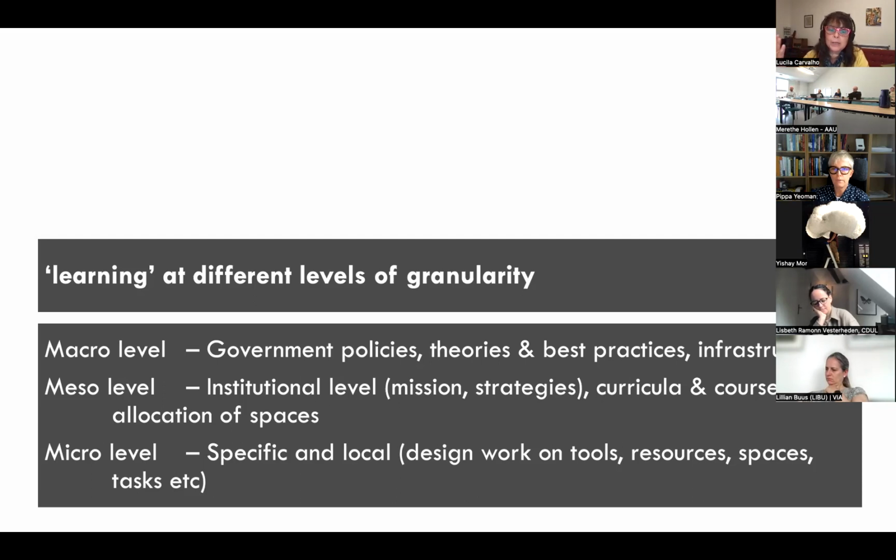And then at the macro level, we would have yet again different types of scenarios, like government policies, theories and best practices, and wider infrastructure that also affects what actually happens at the micro level. So I can only be here talking to you because there is Wi-Fi and infrastructure that affords me to be transmitting this lesson today to you, who are in a different country, in a different place.